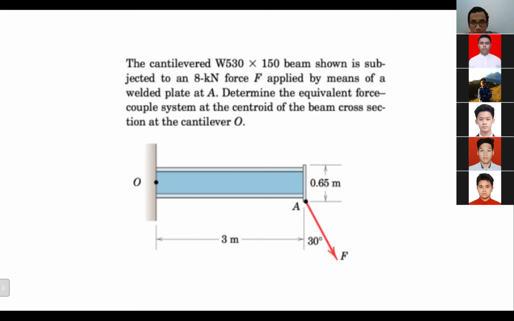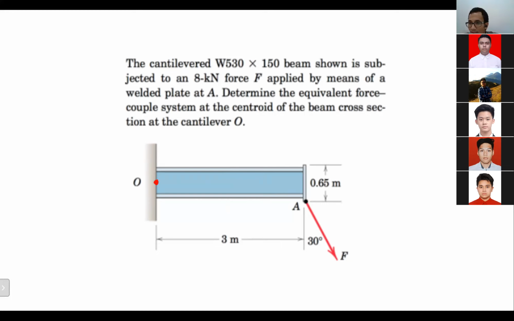Then the next thing that you're supposed to do is to determine the equivalent force couple system at the centroid of the beam cross section at cantilever O. So let's assume that the question here is: we are asked to move force F, 8 kilonewton, from point A to point O. What's the effect that will be happening there, besides the forces?